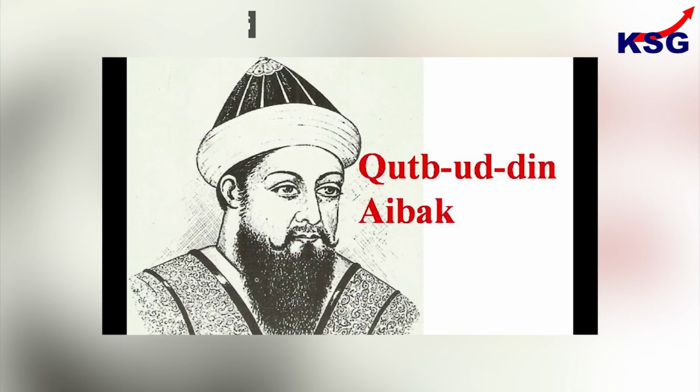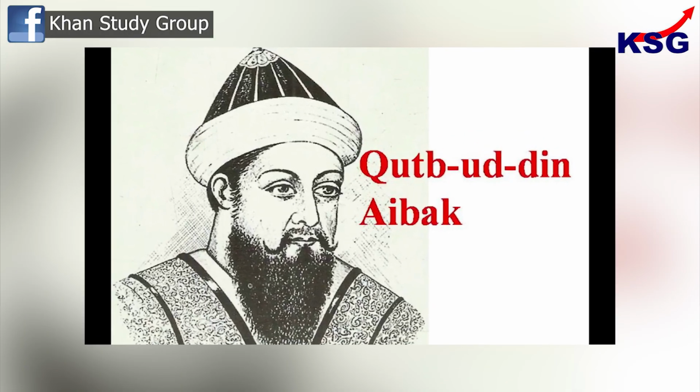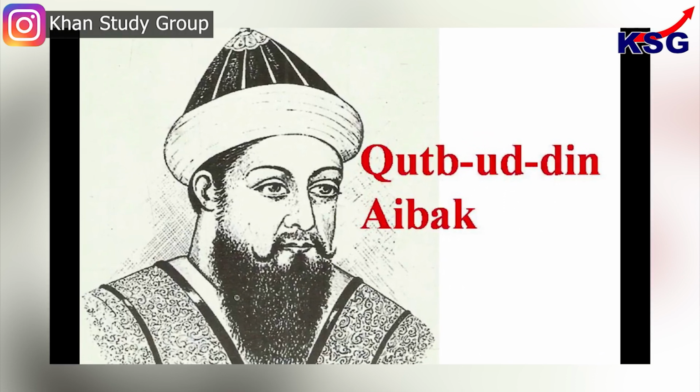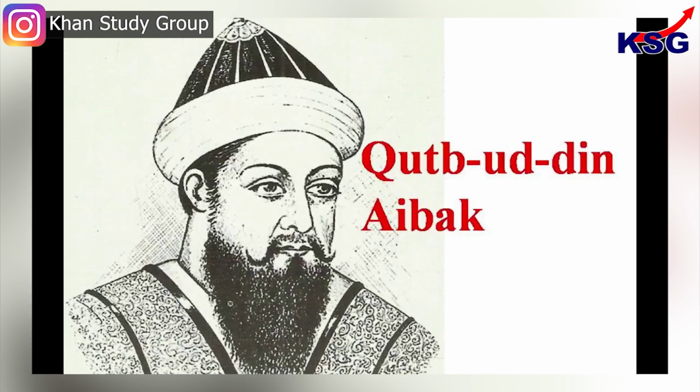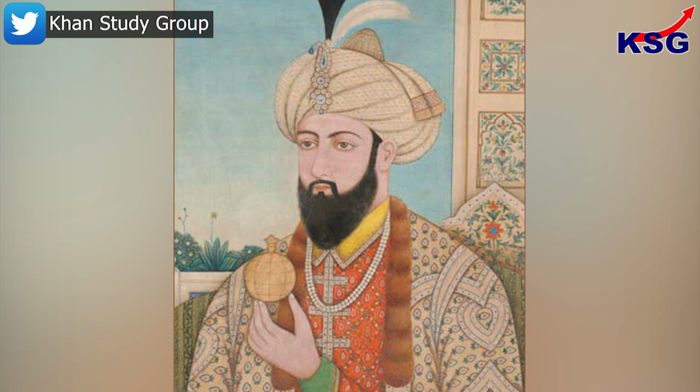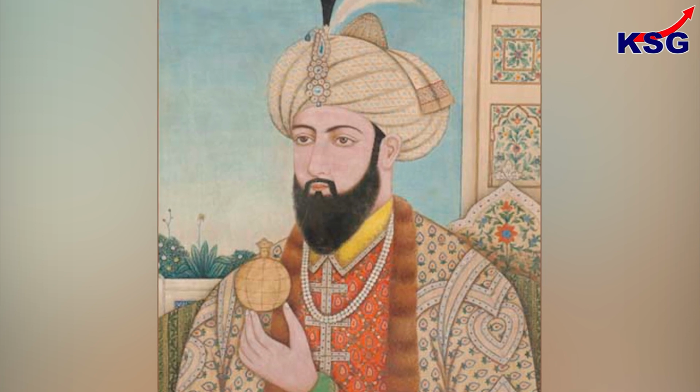Qutbuddin Aibak, the first Muslim ruler of Delhi, commenced the construction of the Qutub Minar but could only finish the basement. His successor, Iltutmish, added 3 more stories, and Firoz Shah Tughlaq constructed the 5th and the last story.